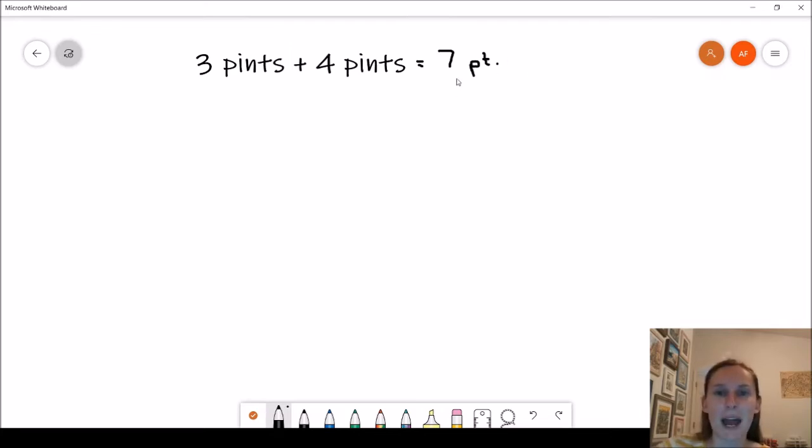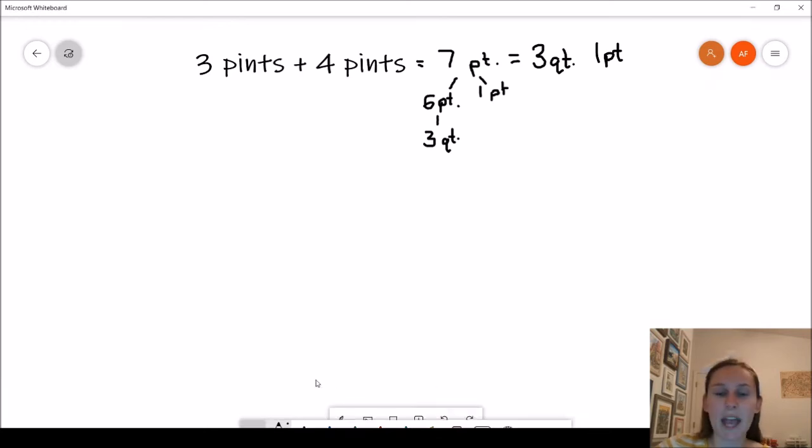So these 7 pints, I could decompose using a number bond as 6 pints, which will give me 3 quarts. 2 pints makes 1 quart, 4 pints makes 2 quarts, 6 pints makes 3 quarts, and 1 pint remaining. So if I wanted to write this as a mixed unit, my final sum would be 3 quarts and 1 pint.